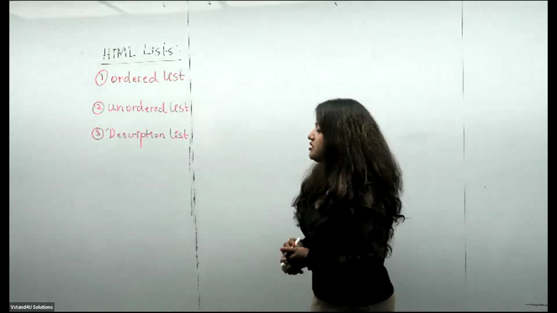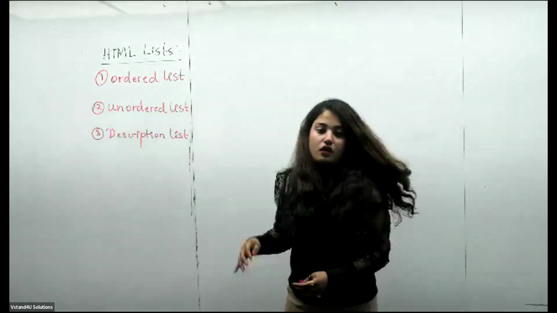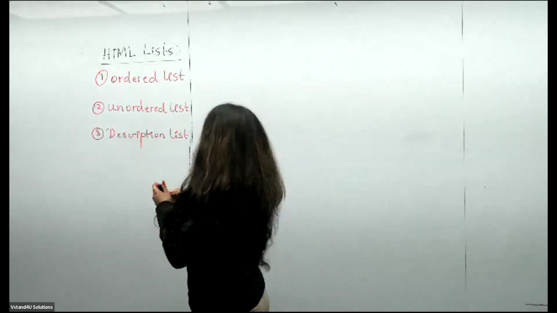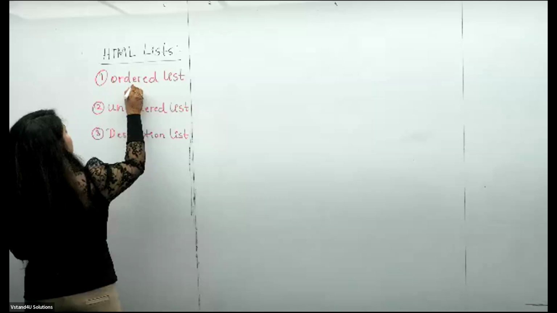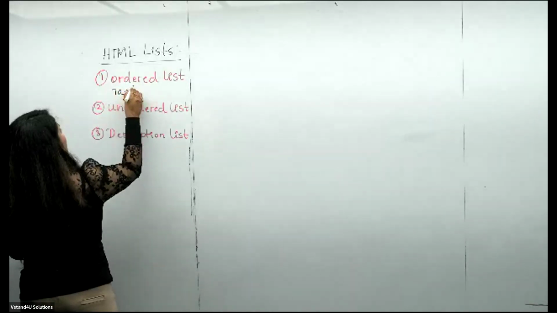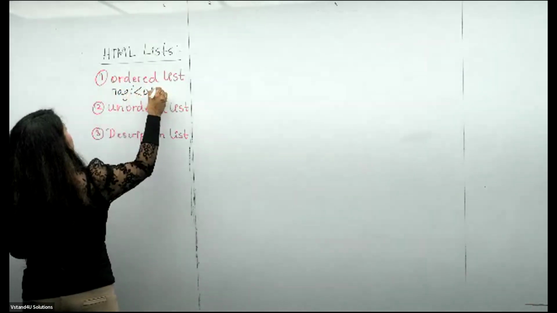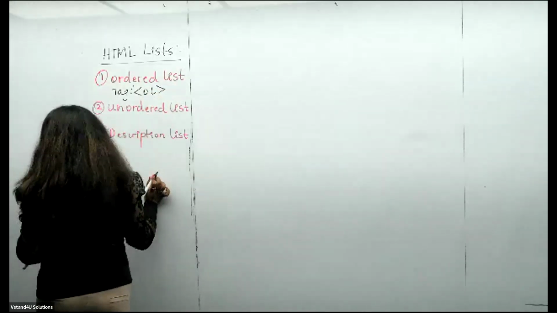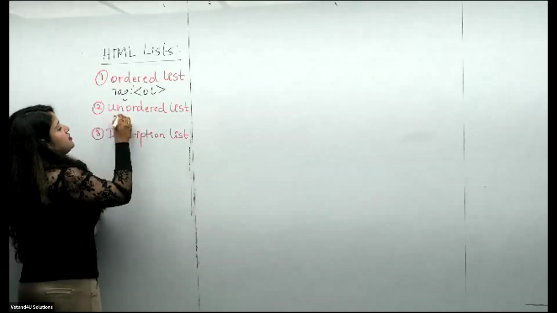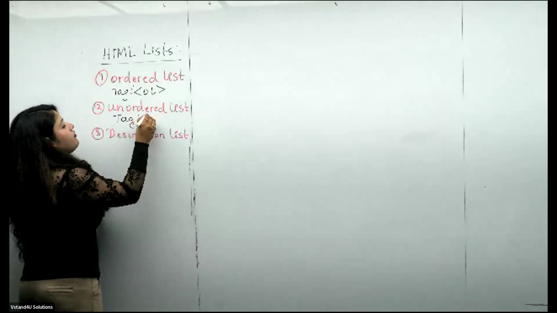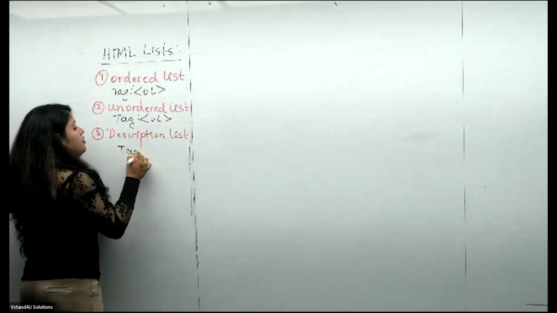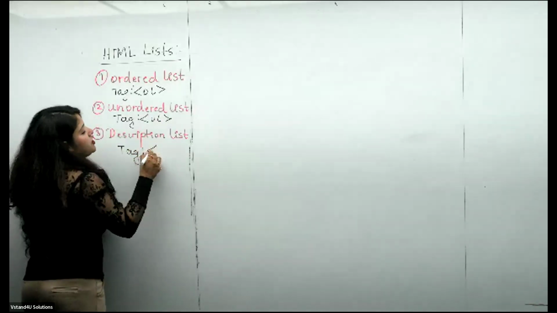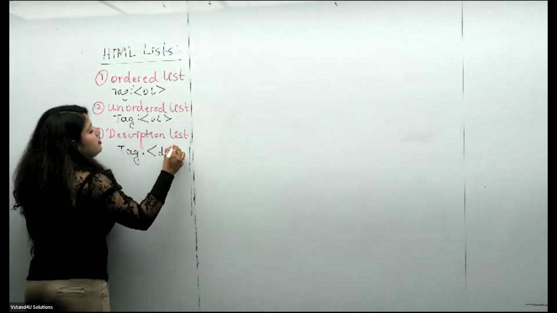How will you represent this ordered list inside the tag? Can I say the ordered list is represented in the form of OL? Yes or no? Next one, your unordered list is represented in the format of UL. And now tell me, your description list is in DL.